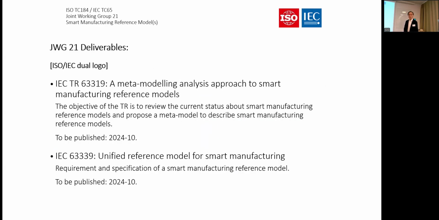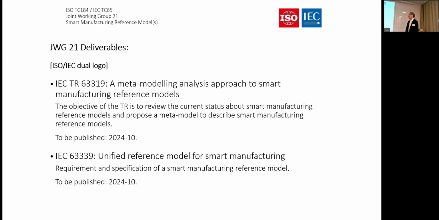At the start of this group, there was not much knowledge or results, so we started almost from scratch, and created several products thanks to the very big contribution of very active and able experts. We have two deliverables at this moment. One is IEC TR 63319, a meta-modeling analysis approach to smart manufacturing models. This is the basis to review the current status of smart manufacturing reference models and propose a meta model to describe the different individual reference models. And then our target is the International Standard number 63339, a unified reference model for smart manufacturing.